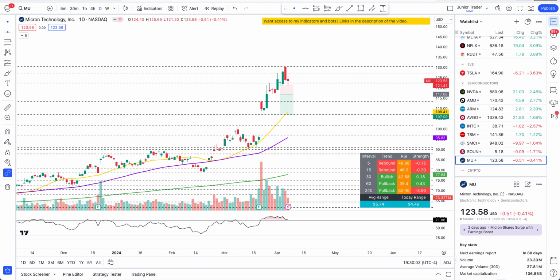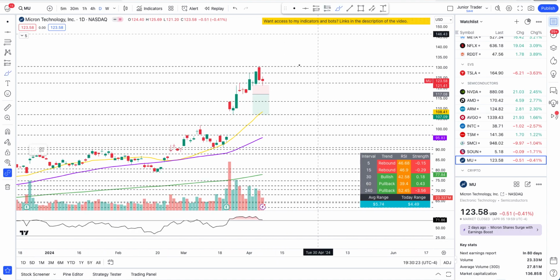What's up you guys, this is Junior Trader and in this video we are taking a look at Micron Technology. We'll do the price action analysis, identify what the stock price is doing and how to trade it going into this coming week. As per my last video, I was about to open up a trade that you are seeing on my chart.